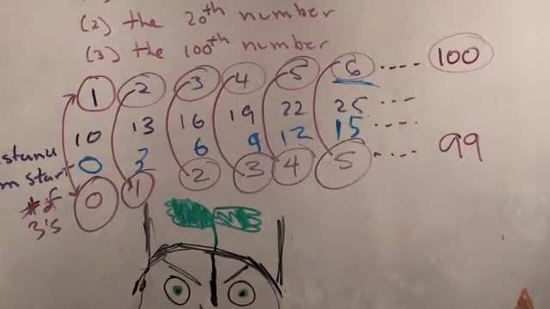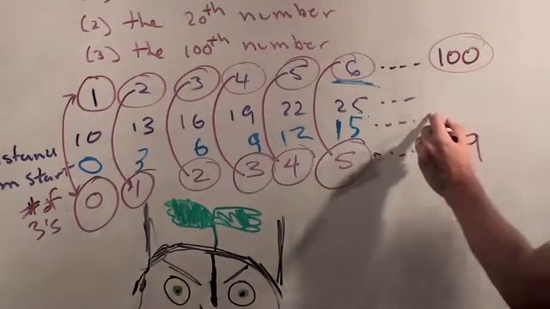99 times 3. What is 99 times 3? What's the easiest way to figure out what 99 times 3 is? Well, 100 times 3 and then subtract 3. 100 times 3 is 300, minus the 3, which is 297.